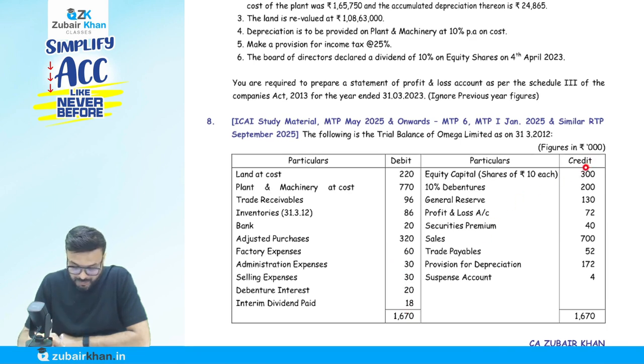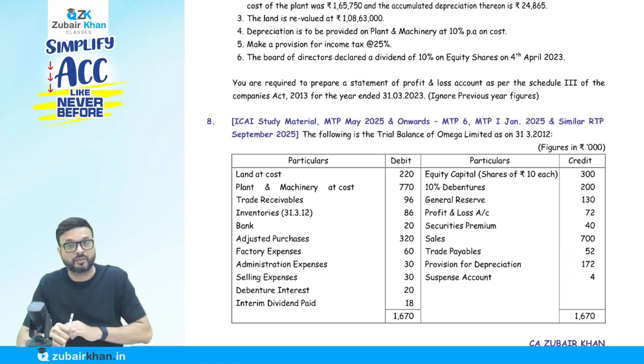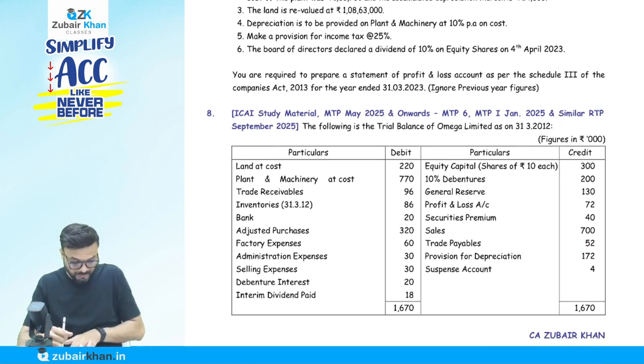Now, equity capital shares of rupees 10 each, 300, 10% debenture 200, general reserve 130, profit and loss account 72, securities premium 40, sales 700, trade payable 52, provision for depreciation 172, suspense account 4. What is this suspense account? I will discuss it with you.